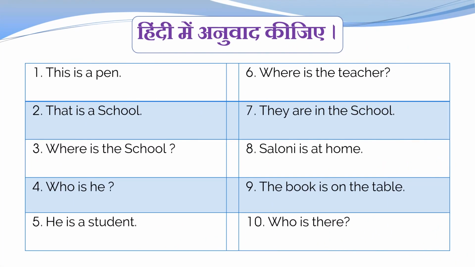Hindi mein anuvad kijiye, translate to Hindi. As you are now aware with some of the basic translations from English to Hindi, let's try translating these English sentences into Hindi. This is a pen. That is a school. Where is the school? Who is he? He is a student. Where is the teacher? They are in the school. Saloni is at home. The book is on the table. Who is there?